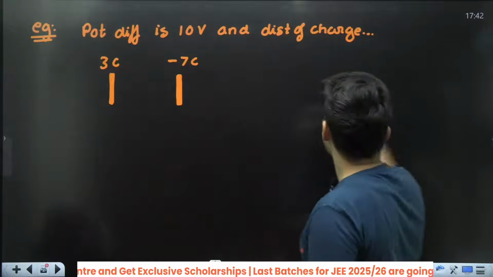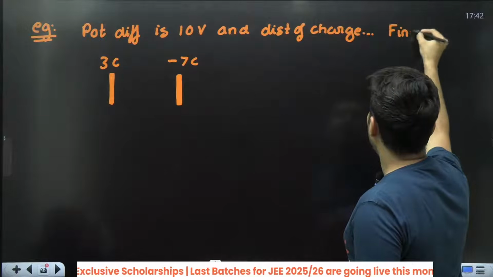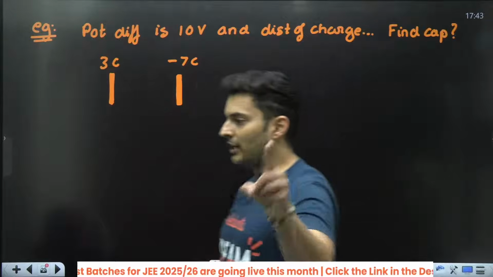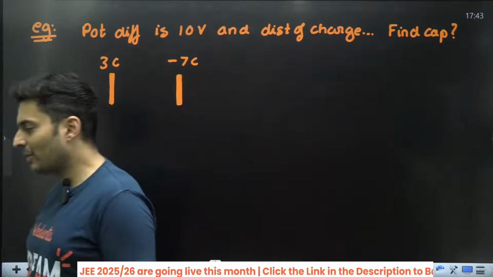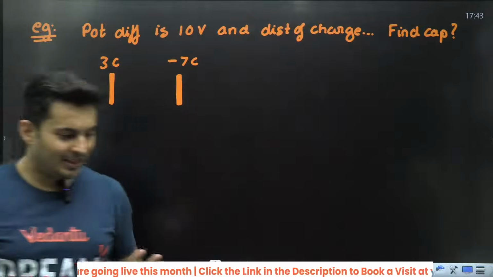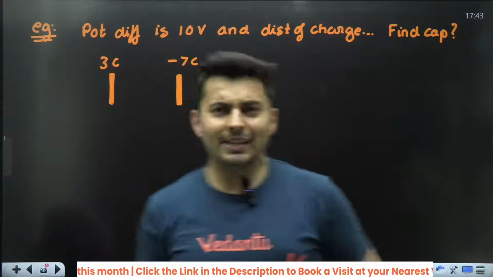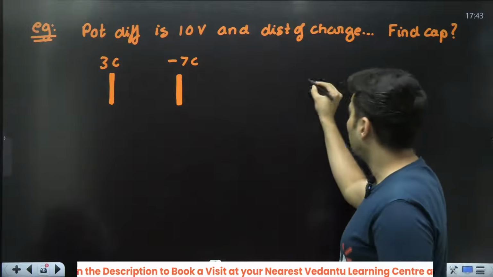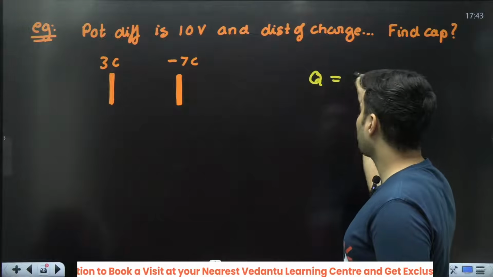Now, the question is, find the capacitance. This is a very good level question. Many people will go wrong about it, I bet. You will be like, sir, wait a minute, can't I just use Q is equal to CV? I'll be like, okay, fine, use Q is equal to CV.